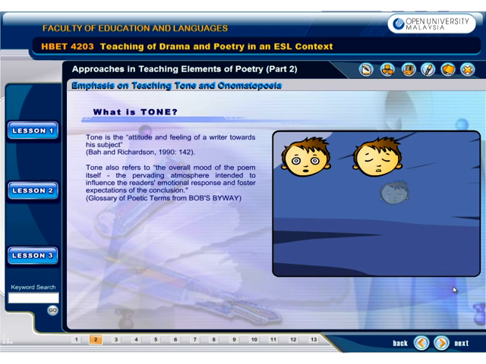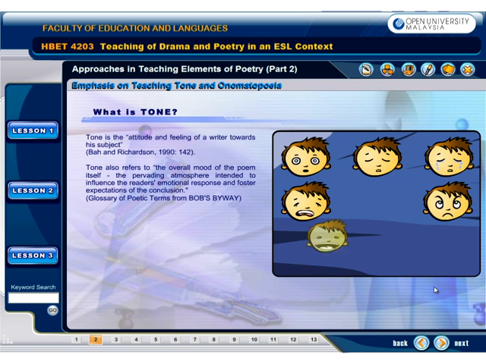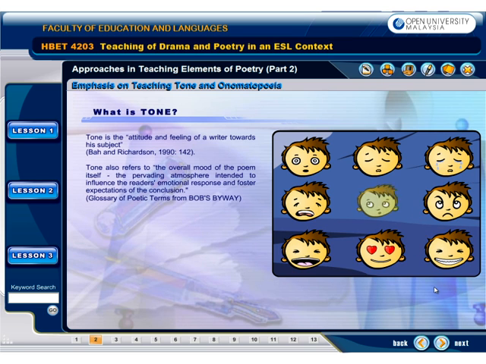Tone is the attitude and feeling of a writer towards his subject (Bach and Richardson, 1990). Tone also refers to the overall mood of the poem itself, the pervading atmosphere intended to influence the reader's emotional response and foster expectations of the conclusion. Glossary of Poetic Terms from Bob's Byway.